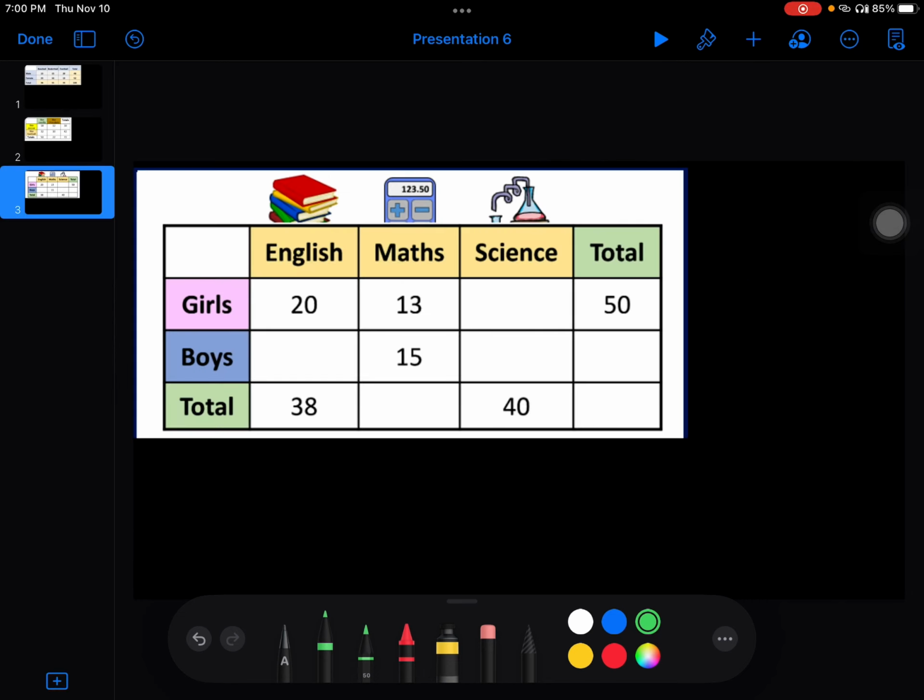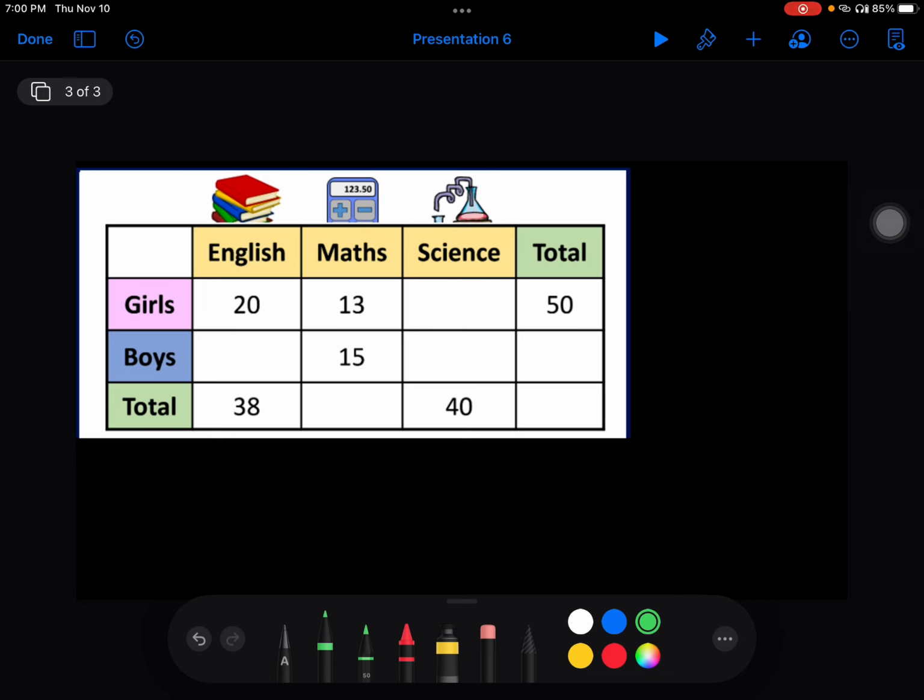Fairly straightforward stuff. Sometimes you'll come across a two-way table that is incomplete, but taking from the rule that we're adding right to left, top to bottom, we can figure out the numbers fairly easily. So if we're adding top to bottom, that means we can subtract bottom to top, meaning that 38 minus 20 gives us this missing value. 13 plus 15 gives us this missing value. 38 and 28 is 66. 66 and 40 is 106.